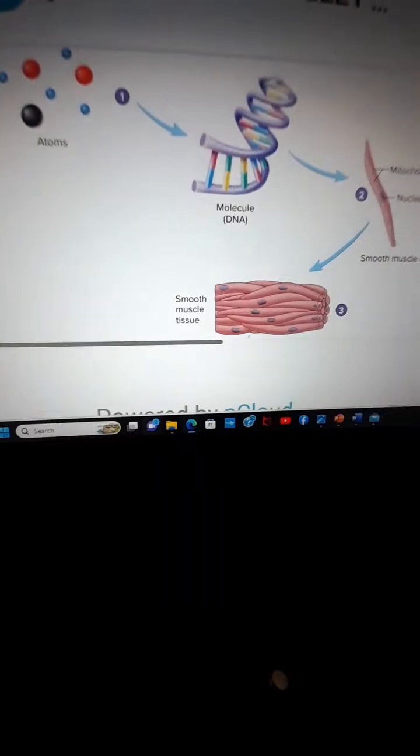On the organ level, different tissues combine to form organs, such as the urinary bladder. And there you'll have the organ system level. Organs such as the urinary bladder and kidneys make up an organ system.